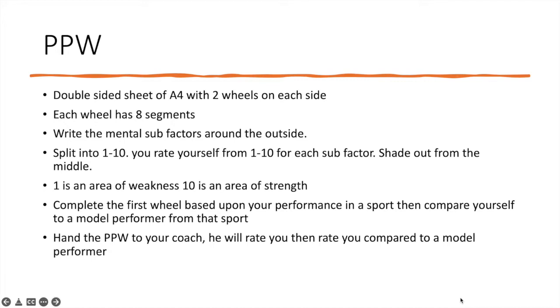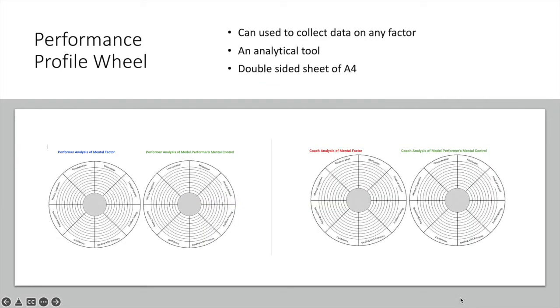You complete the first wheel, the wheel on the left-hand side here, based upon your own performance, and you rate yourself for each of the sub-factors from 1 to 10. You then move on to the second wheel, and you would compare a model performer from a sport of your choice. You would then hand the PPW to your coach, and he would complete the wheel on the other side of the paper, the third wheel here. He would then rate your own mental skills, and then he would rate a model performer for each of the mental sub-factors.